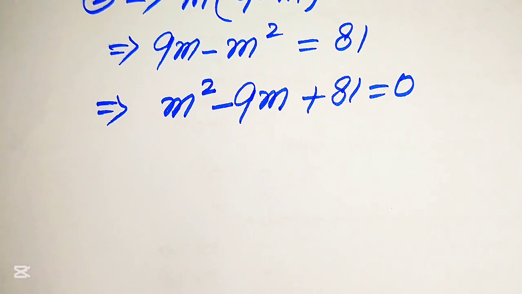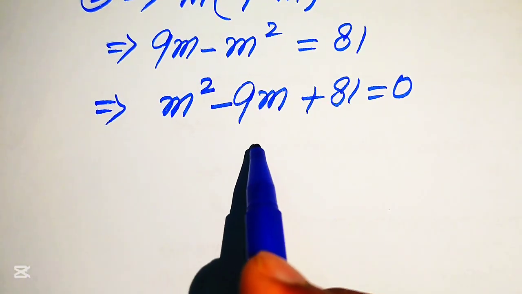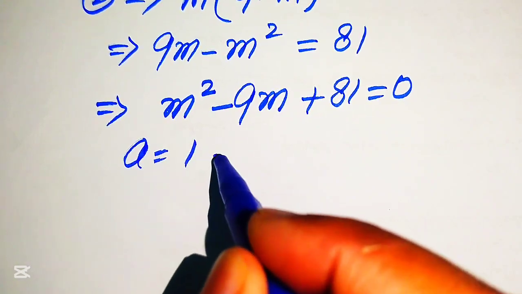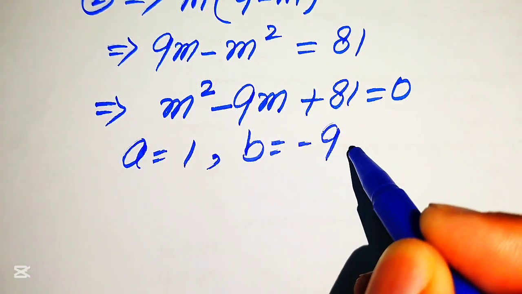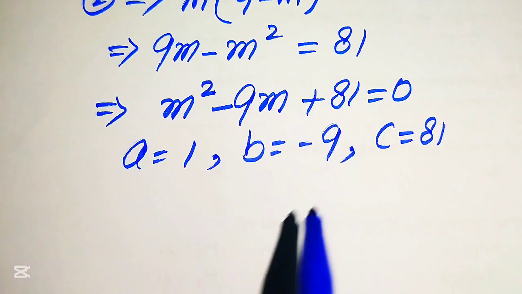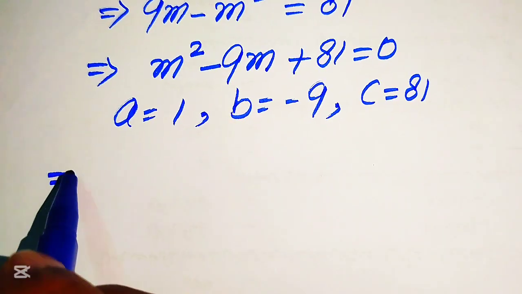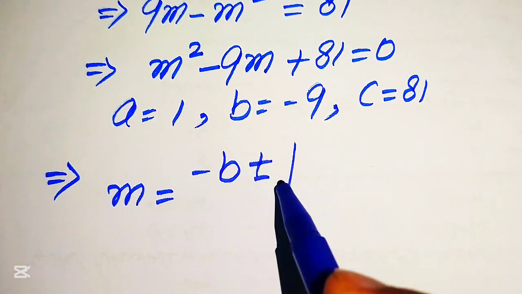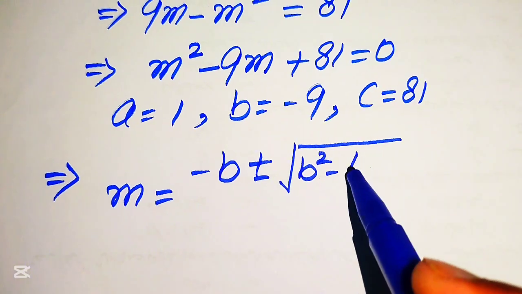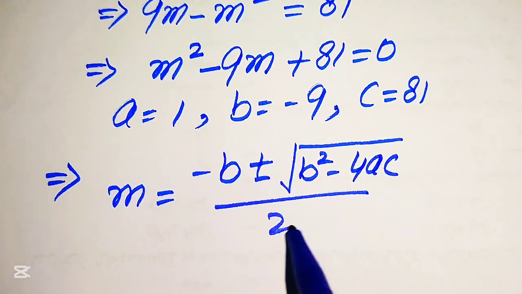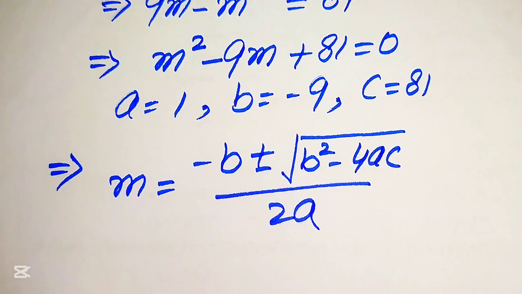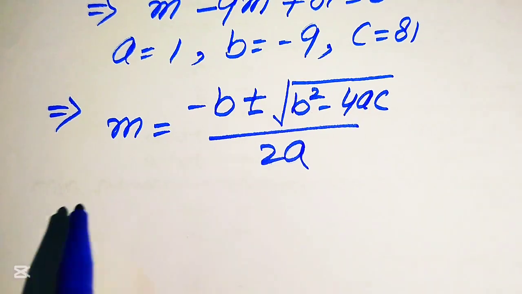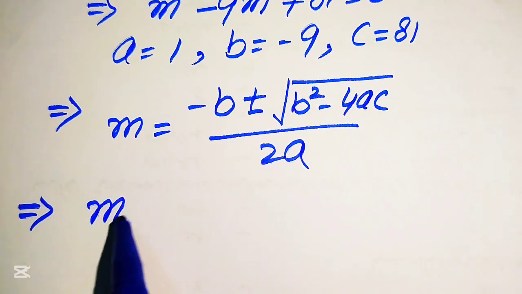Here we can apply the quadratic formula in order to solve this quadratic equation. In order to apply it, first we write the coefficients of this equation: a equals 1, b equals minus 9, and c equals 81. The quadratic formula is stated as m equals minus b plus or minus square root of b squared minus 4ac, divided by 2a.